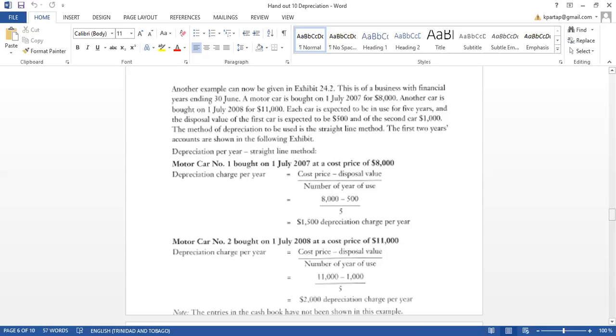So we have two cars, right? We have car number 1 bought in 2007 for 8,000. So the cost price would be 8,000. The disposal value they said was 500. So we have to minus that 500 from the 8,000 and then divide by the 5 years, which is the total useful years for it. And we'll get 1,500 depreciation charge per year. For the second one, the cost price was 11,000, but the disposal value was 1,000. So 11 minus 1, and then we divide by the number of years, 5, to give $2,000 depreciation charge per year.